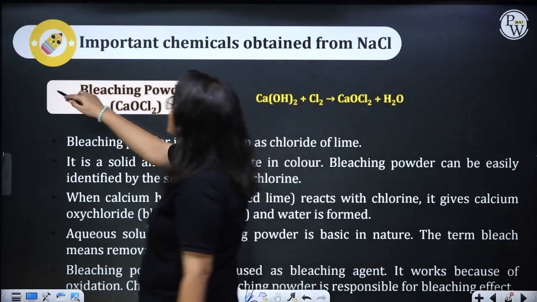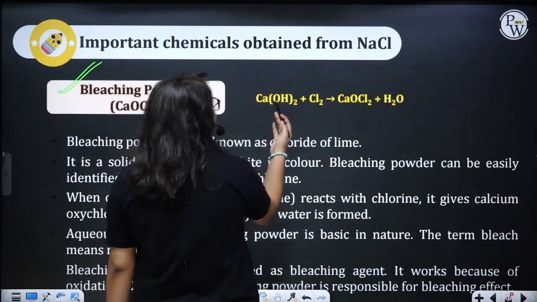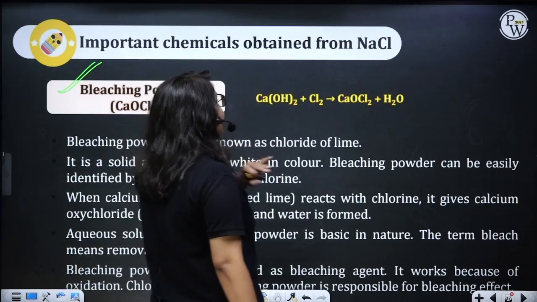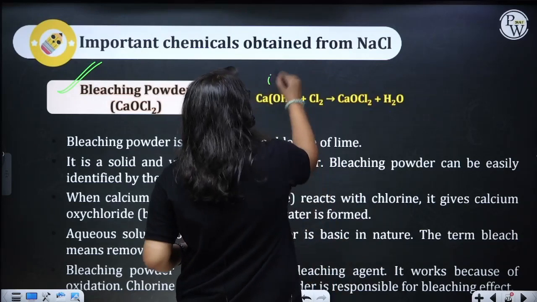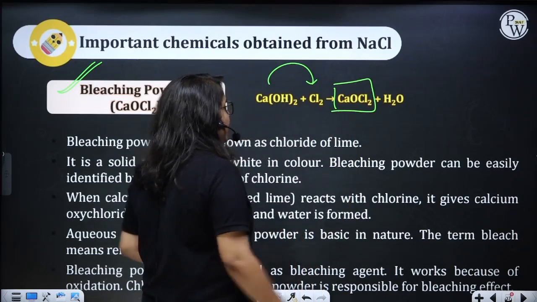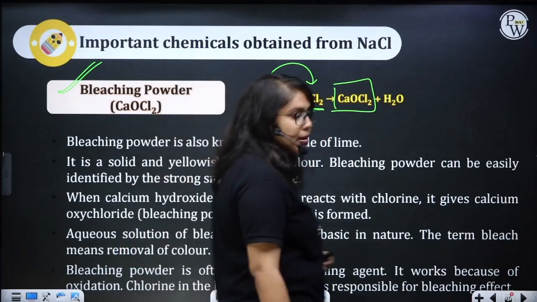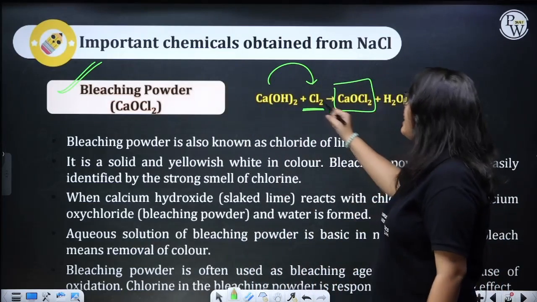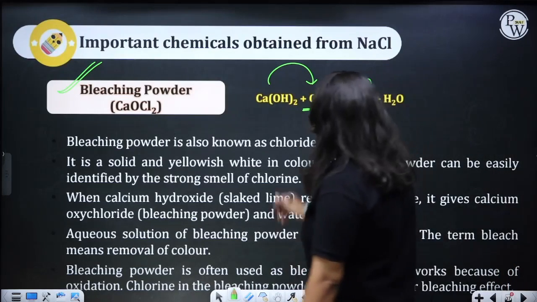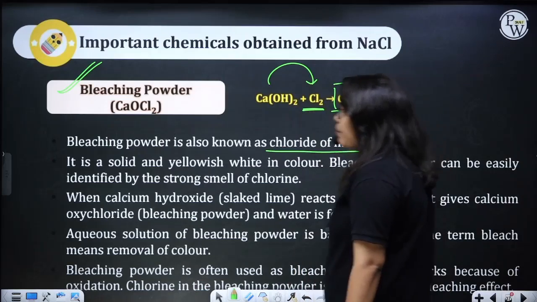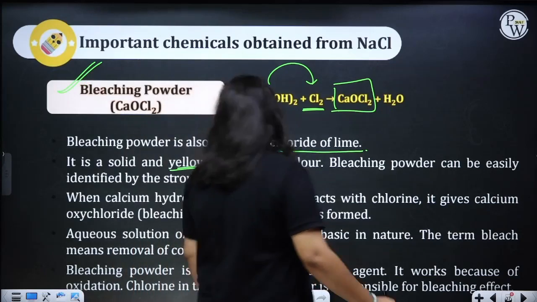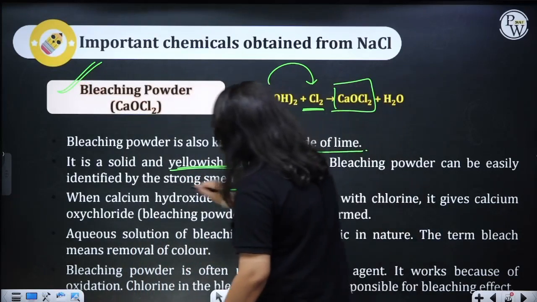Talking about bleaching powder, that is when calcium hydroxide, that is nothing but our slaked lime or lime water, is interacted with chlorine gas. What we get is the bleaching powder along with water. This chlorine gas is obtained from where, beta? The chloralkali process. It is then interacted with calcium hydroxide, and what do we get? We get bleaching powder. Alright, it is also known as chloride of lime, and it is a yellowish white solid, and it can be easily identified by the strong smell of chlorine.